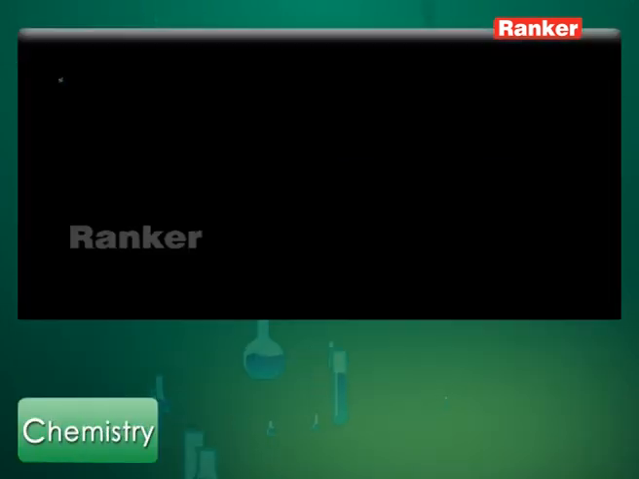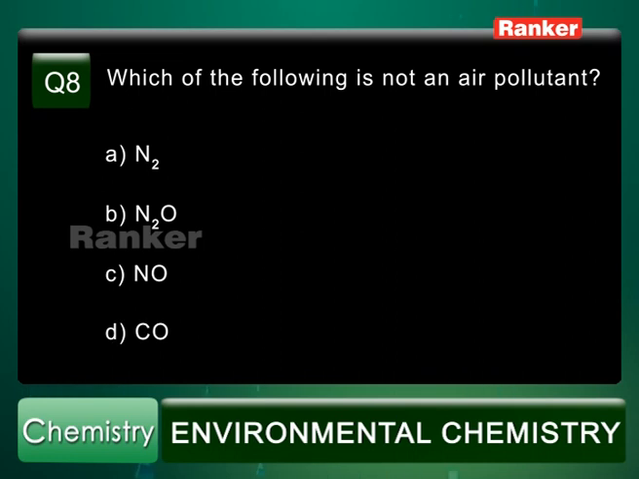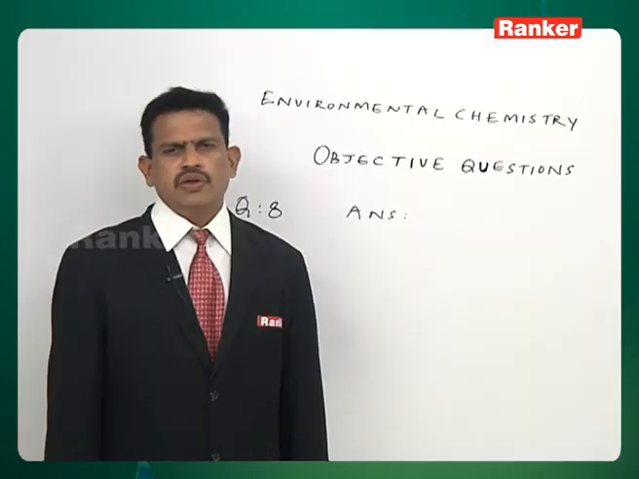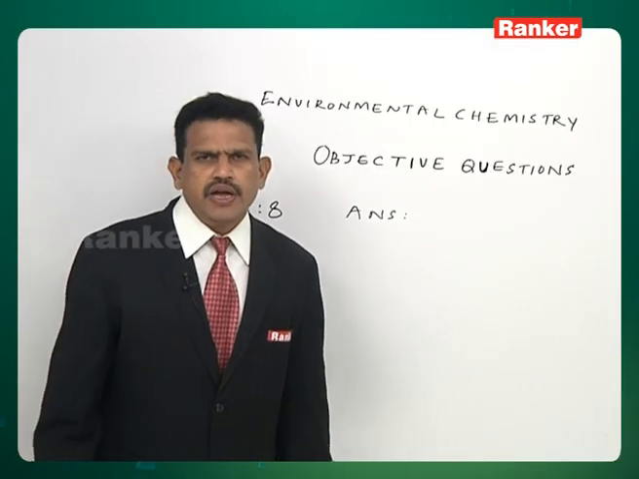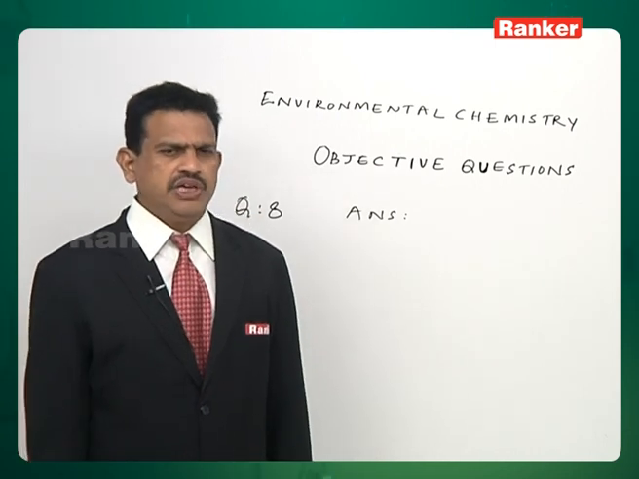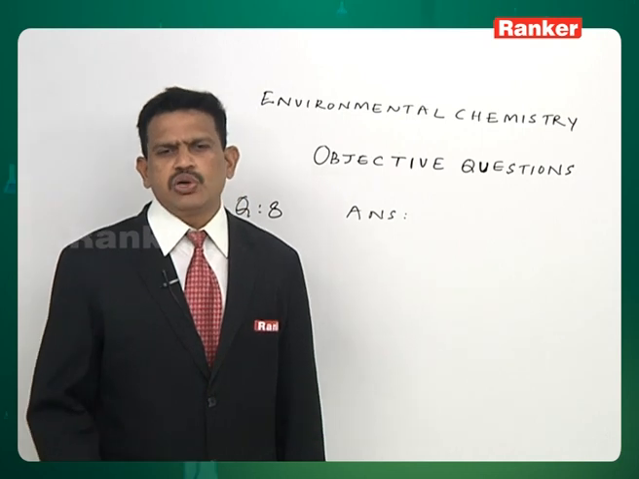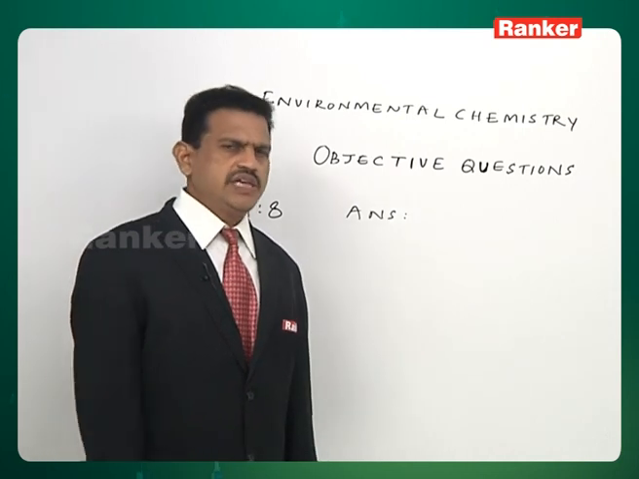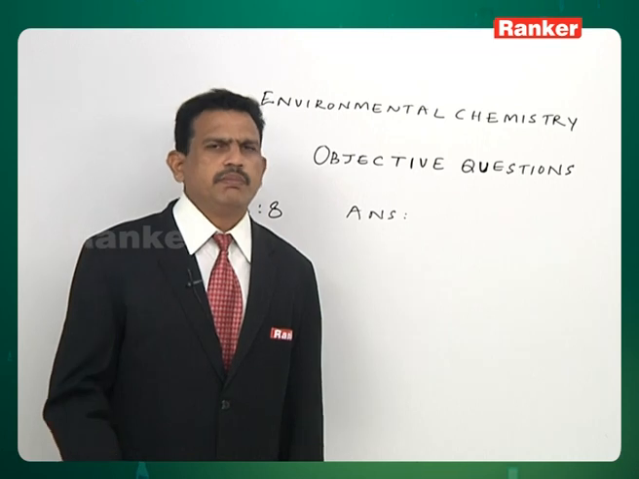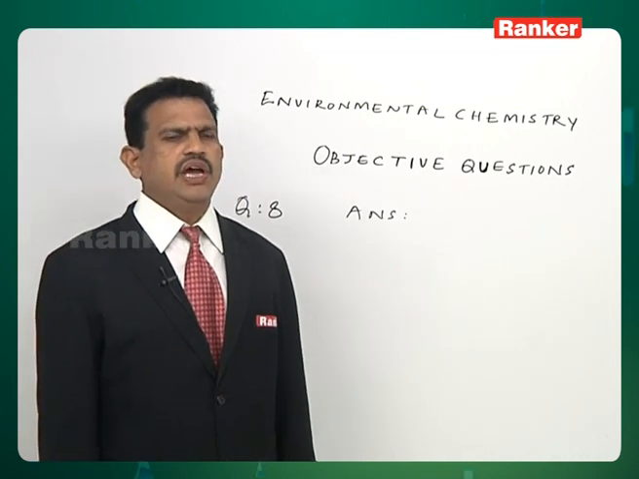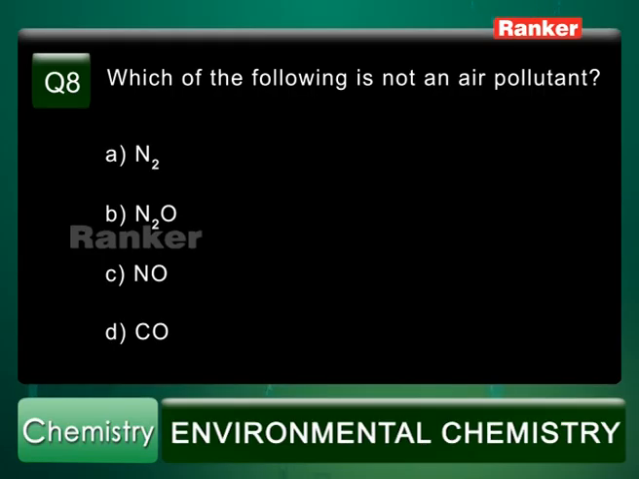Question number 8. Which one of the following is not an air pollutant? Option A N2, B N2O, C NO, D CO. Which is not an air pollutant? N2 is 78% by volume in the air. Okay, then N2O, nitrous oxide, nitric oxide, CO, these three gases are responsible for air pollution, but N2 is not an air pollutant gas. Therefore we can go for answer A for this question. So the answer is N2.